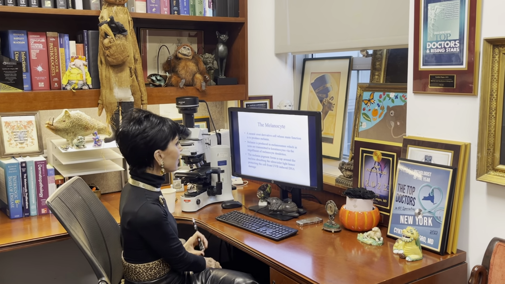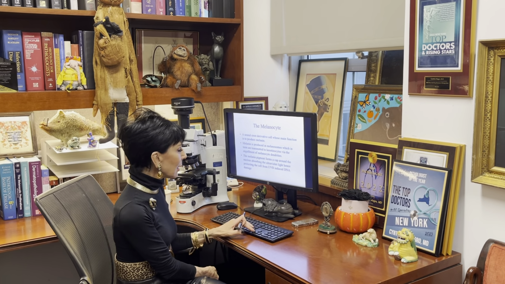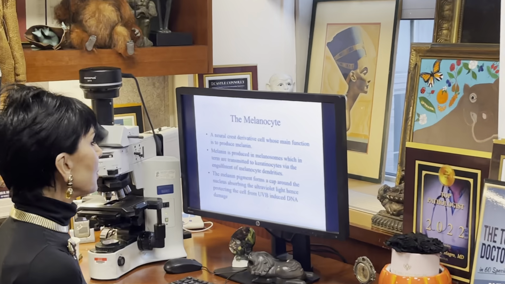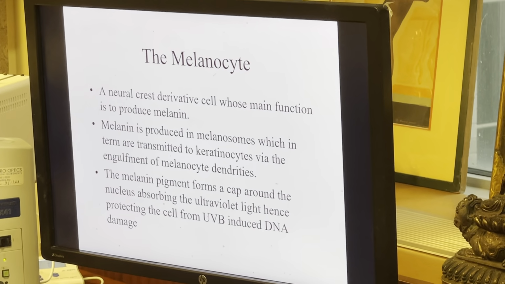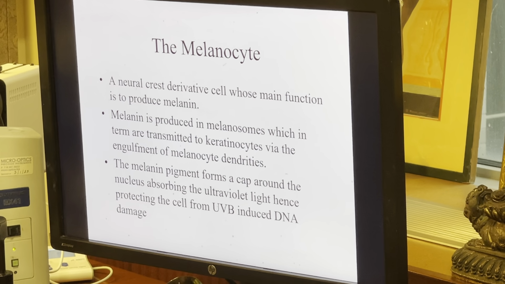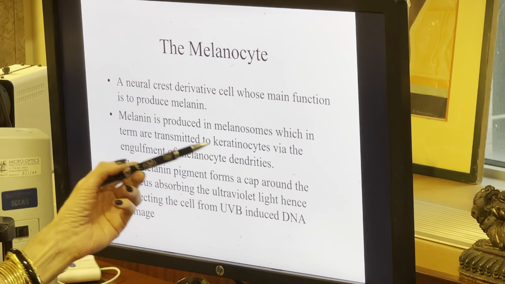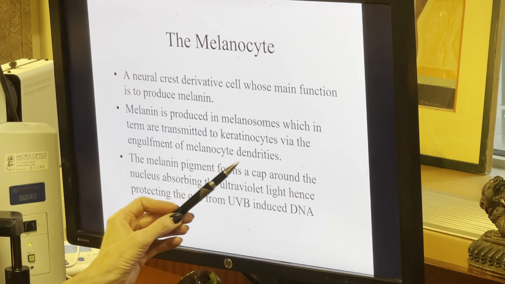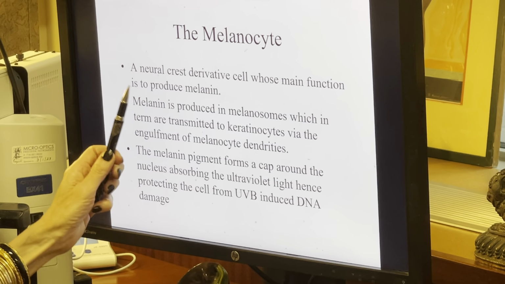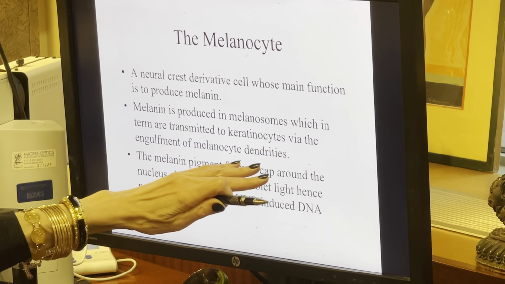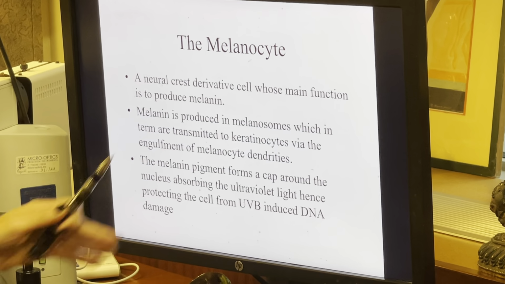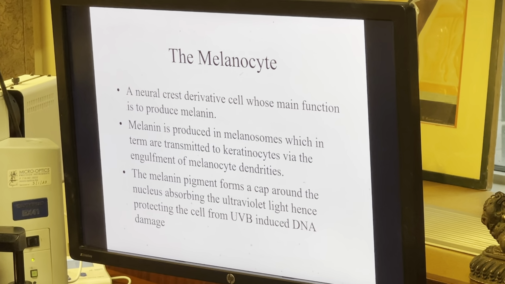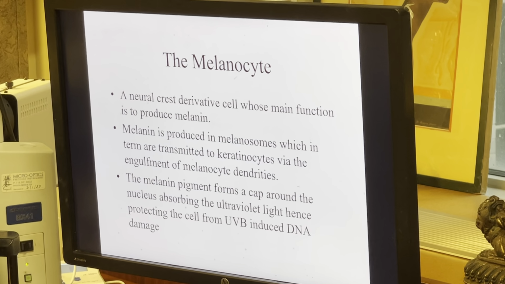So within the epidermis, there is a very important cell, and that cell characteristically resides in the basal layer, and it is referred to as the melanocyte. The melanocyte is a neural crest derivative cell whose main function is to produce melanin. Now, melanin is produced in melanosomes, which in turn are transmitted to keratinocytes via engulfment by the keratinocyte of melanocyte dendrites. So the melanocytes that produce melanin pigment have the melanin within dendrites that in turn are phagocytosed by the keratinocytes. And the keratinocyte acquires melanin pigment through that transfer from the melanin-containing dendrite of melanocyte origin.